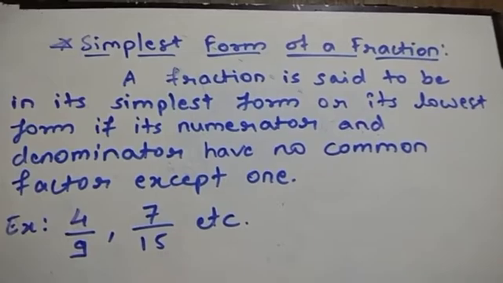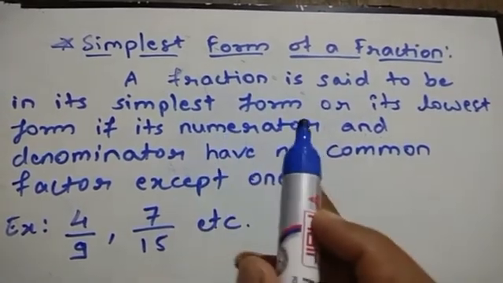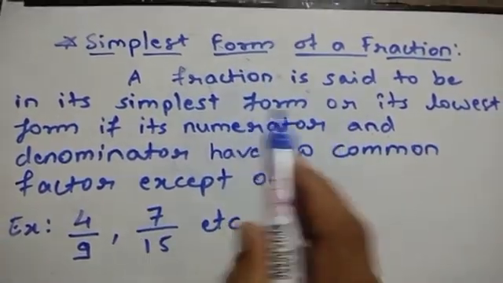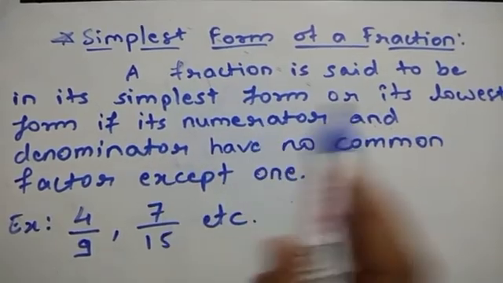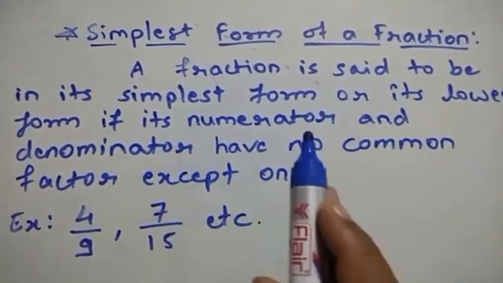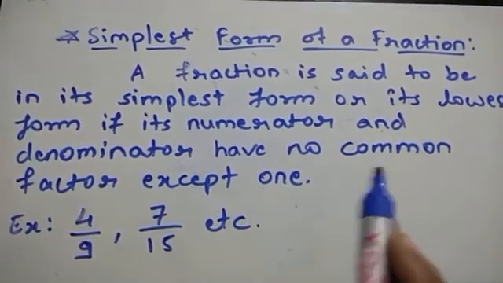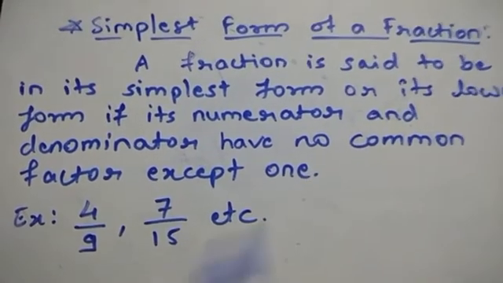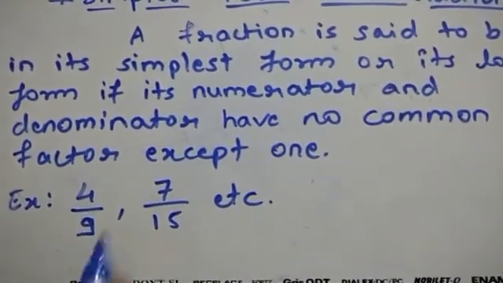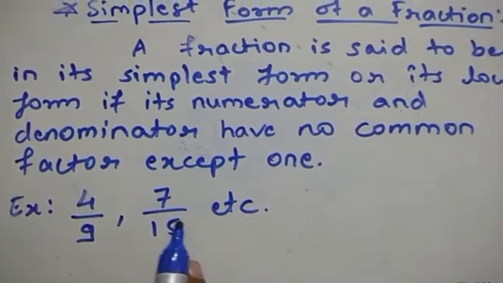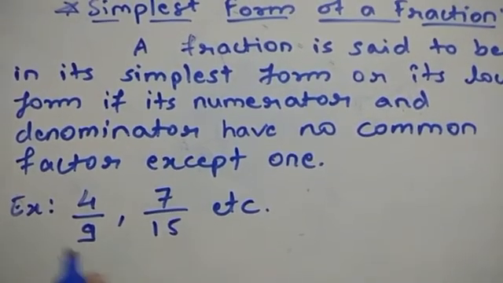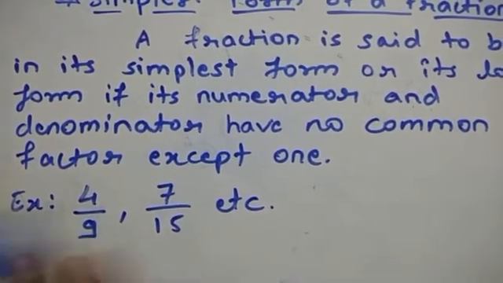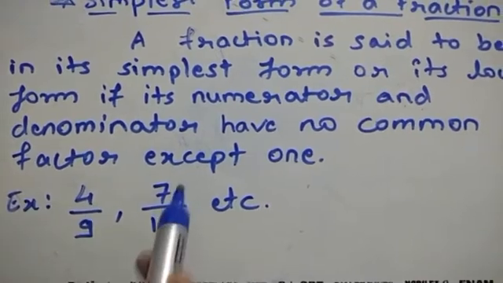Next type is the simplest form of a fraction, or lowest form. A fraction is said to be in its simplest form or its lowest form if its numerator and denominator have no common factor except one. For example, see here 4 upon 9 and 7 upon 15 are in their lowest terms. How can we say that? See here, 4 and 9 have no common factor except one, as well as 7 upon 15 also.